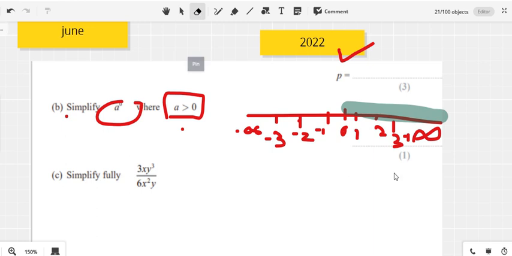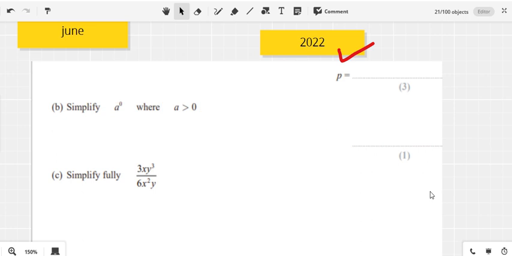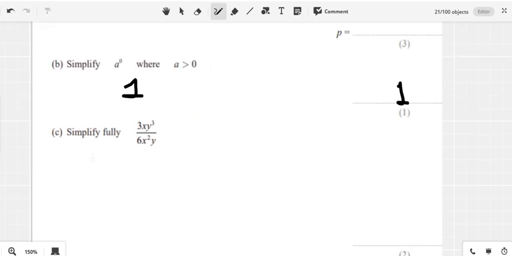So let's erase all this stuff from here. According to the rule, any number or variable whose power is 0 always equals 1. So the answer is 1. And 1 is a positive number, so 1 is more than 0.